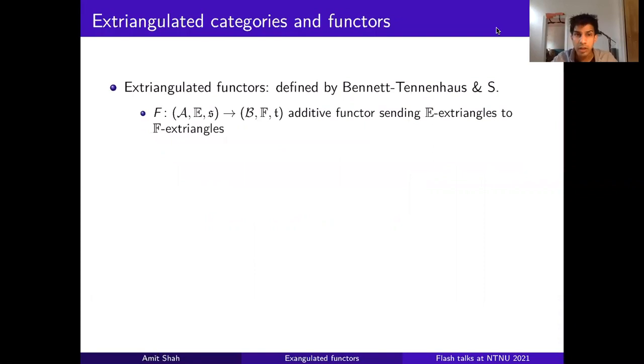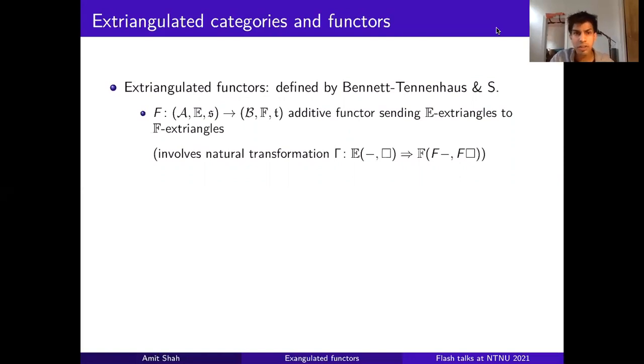So with that notation, with those categories in mind, Raphael and I defined these X triangulated functors, going from one X triangulated category A to another B. And all we ask is that it sends X triangles on the A side to X triangles on the B side. So E X triangles to F X triangles. And they're just the notion that you would want. They just preserve the structure of the X triangulated category.